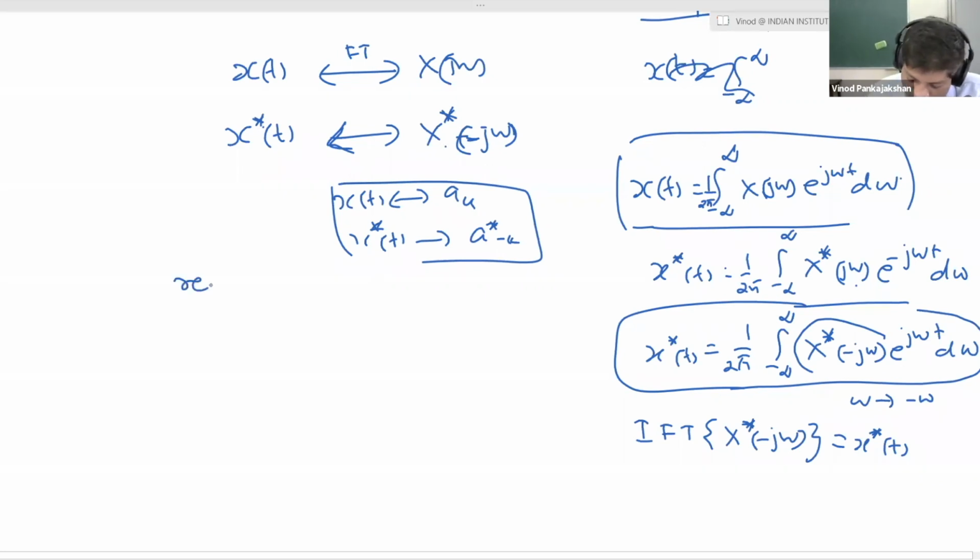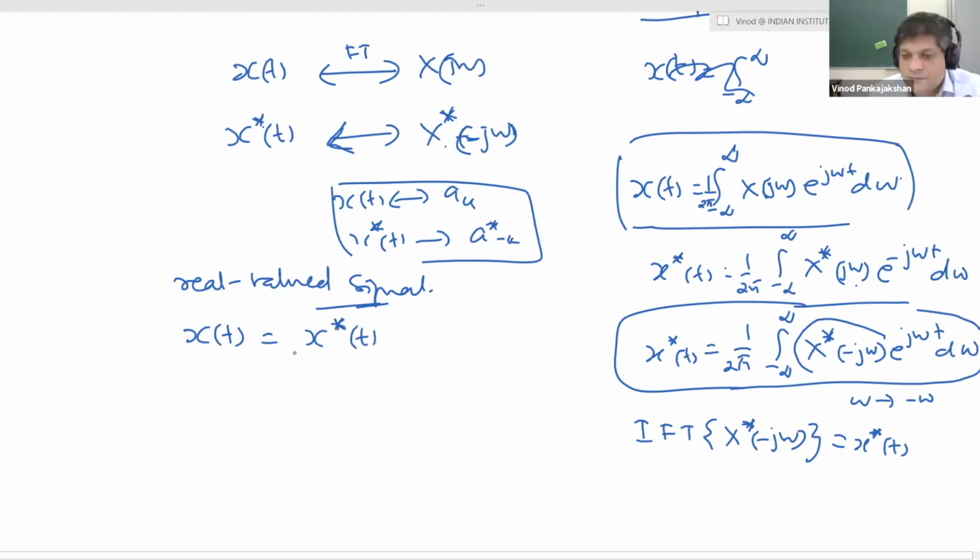Now if you consider a real valued signal, then what is a real valued signal? Xt is equal to x star t. So if these two signals are equal in the time domain, in the frequency domain also we can write x of j omega is equal to x star minus j omega. Okay. Now, can you tell me some property of the magnitude and phase of a real valued function?